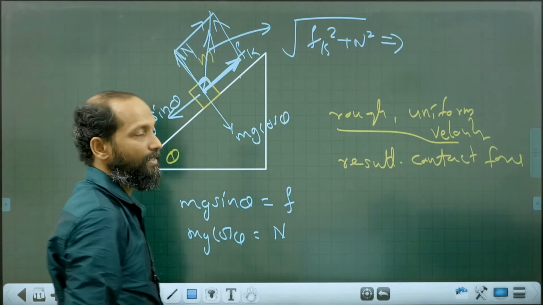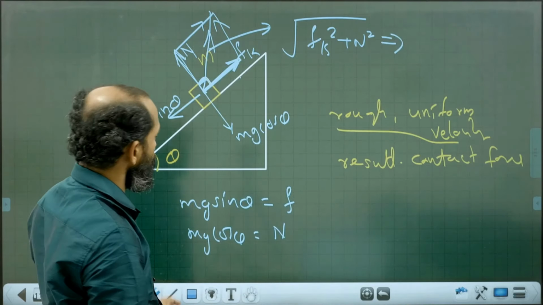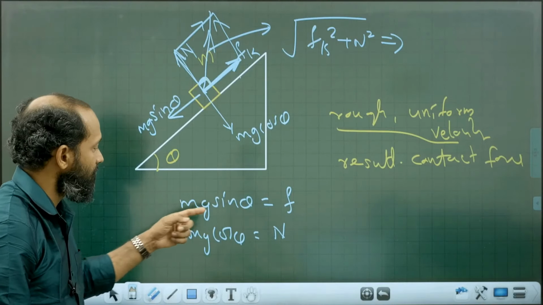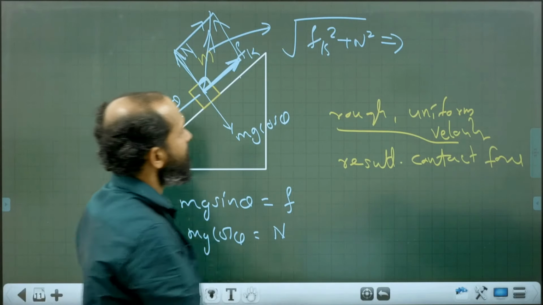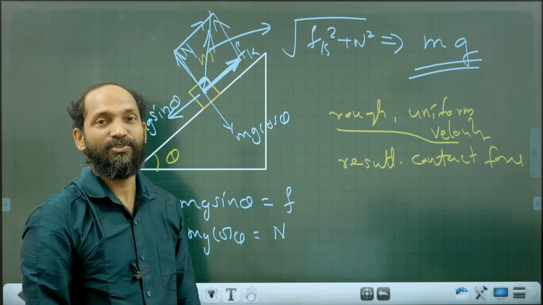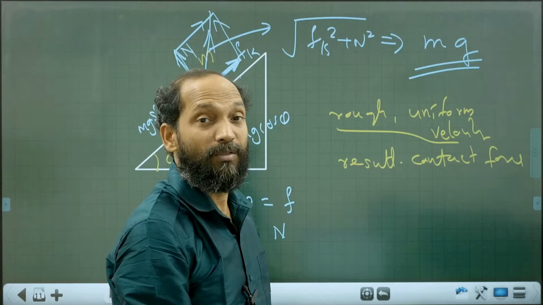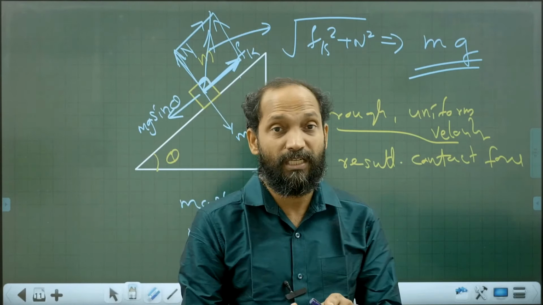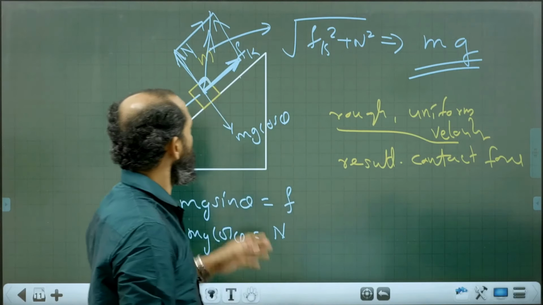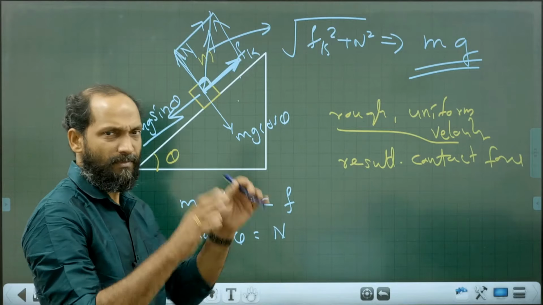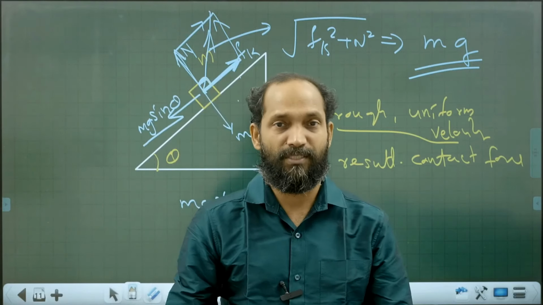So that's a very good question. That is root of m squared g squared sin squared theta plus m squared g squared cos squared theta. That becomes mg. So resultant contact force is mg. Normal component of the resultant contact force is mg cos theta. Parallel component of the resultant contact force is mg sin theta. Resultant contact force itself is mg.